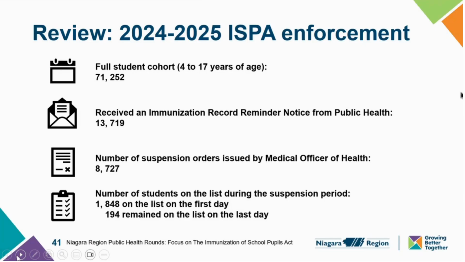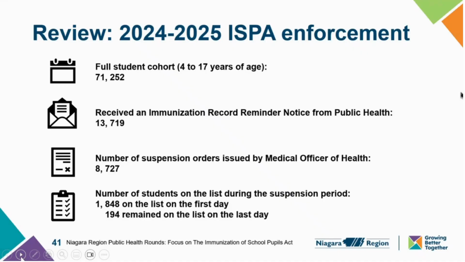This slide outlines a high-level overview of the 2024-25 Immunization of School Pupils Act enforcement, otherwise referred to as ISPA throughout this presentation. It's reflective of school-aged students 4 to 17 years of age with incomplete immunization information on file with public health who were vulnerable to exclusion from school. It's important to note that there were significant outreach efforts in place to reduce numbers before the immunization record review period began.